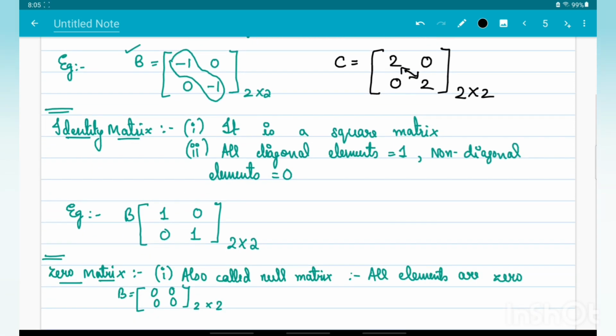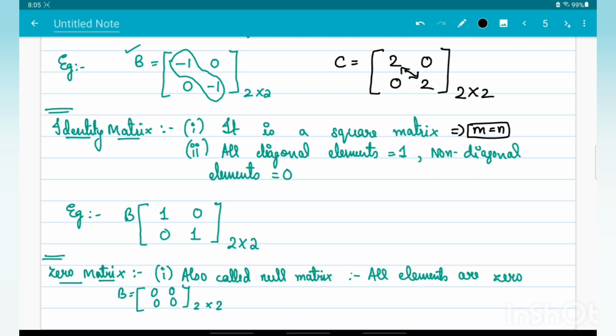Okay, now let us see what is an identity matrix. In an identity matrix, first of all it is a square matrix, that is the number of rows is equal to the number of columns. Okay, M is equal to N. M is the number of rows, N is the number of columns. So identity matrix is first of all a square matrix. Second thing is that all the diagonal elements in an identity matrix should always be equal to 1, and all the non-diagonal elements should be equal to 0.